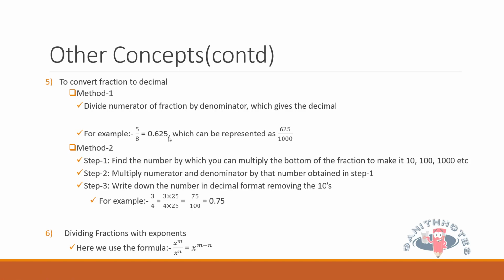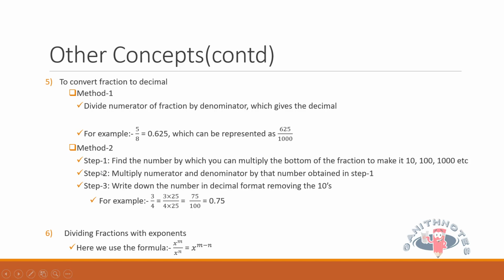So 0.625 is in a decimal format. If you want to write it by representing it having 10, 100, 1000, something of that sort in the denominator, then it can be represented as 625 divided by 1000, which is in the decimal format.